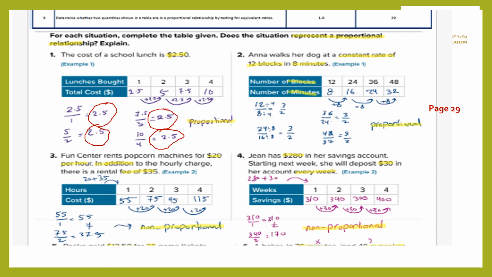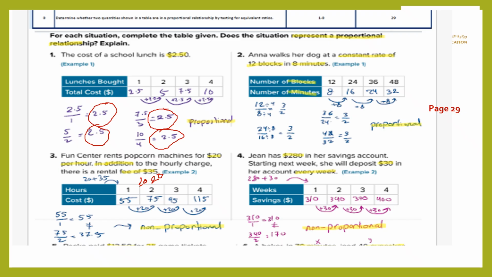But in this case, you see, Fonseca rents popcorn machines for 20 per hour in addition to an hourly charge. There is a rental of 35. So 20 is the hourly charge, and in addition to that a rental fee of 35. So 35 plus 20 will be the first one. Then 35 plus 20 plus 20, for 2 hours. For 1 hour 20, so the second hour also 20, plus 35 is rental. So 20 plus 20 plus 35, like that you will get 75. Another one 95. Another one 115.